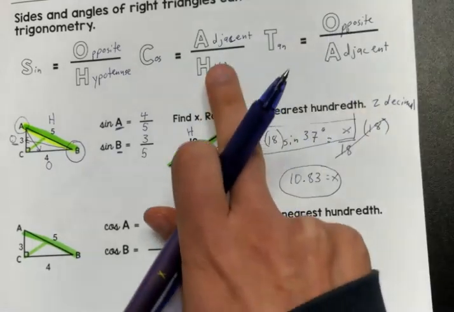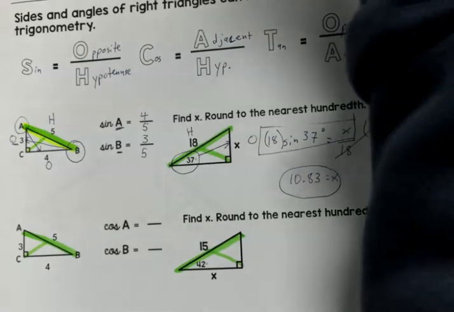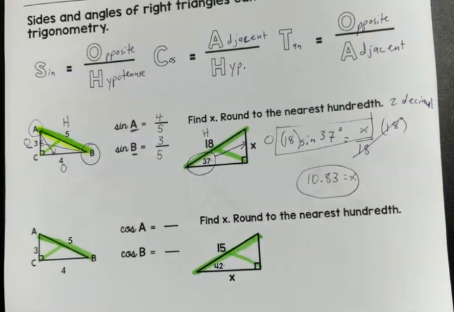Cosine. Cosine is adjacent over the hypotenuse. What does adjacent mean? Adjacent means it's actually touching. Alright, it's not opposite, it's touching. You only have 2 options. Is it either opposite or is it touching? It's touching. Alright, so first question, cosine of angle A.